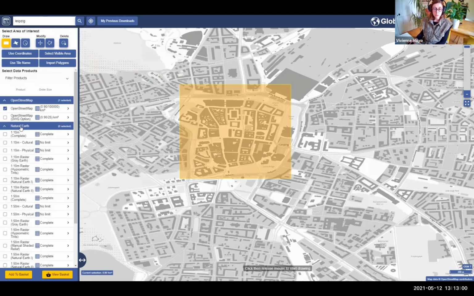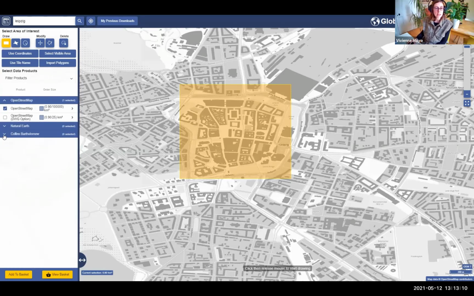And then you can open up any of the three categories if you're interested in Natural Earth, for example. There are vector and raster versions of the data. There's a lot of different options there at different scales. And then in Collins Bartholomew, again, you can choose between two different projections. So I'll take that one. And once you've got those selected, just add to basket.